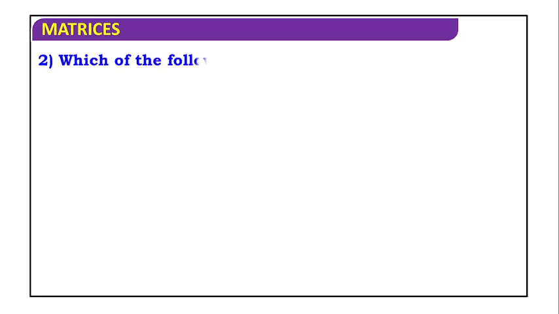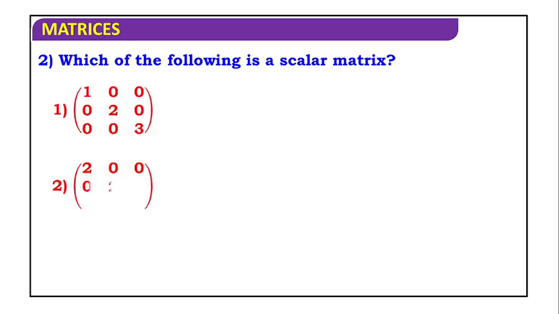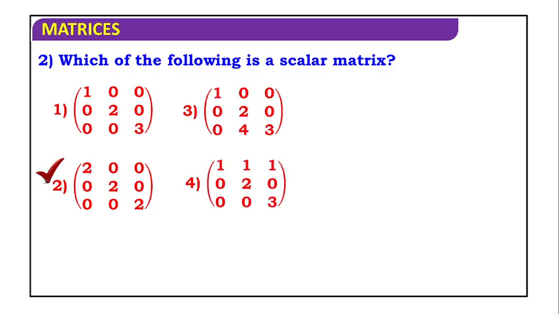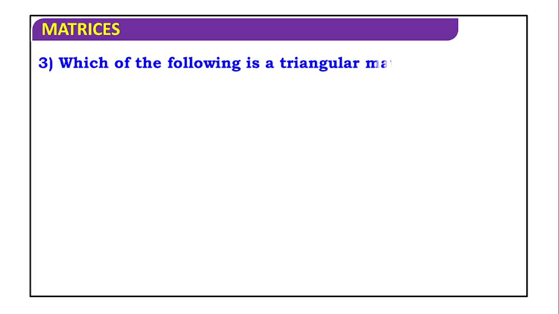Now move to the second question. Which of the following is a scalar matrix? Totally 4 matrices will be given to you. Here the second option is right, and the remaining options are not scalar. Scalar means the non-diagonal elements are 0. The diagonal elements should be the same scalar value or unit.